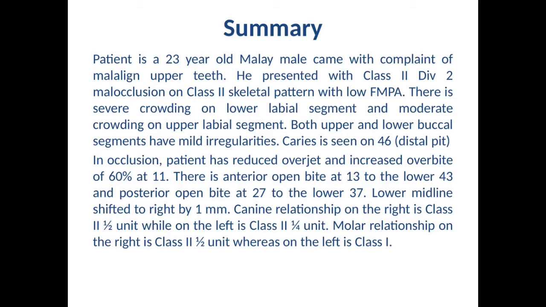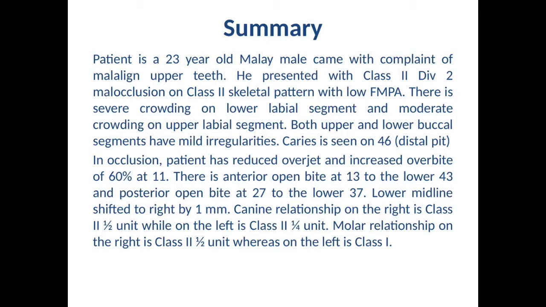Both upper and lower buccal segments have mild irregularities. Caries is seen on the distal pit of 4/6. In occlusion, patient has reduced overjet and increased overbite of 60% on 1/1. There is anterior open bite on 1/3 to the lower 4/3, and there is also posterior open bite on 2/7 to the lower 3/7. Lower midline shifted to the right by 1 mm.